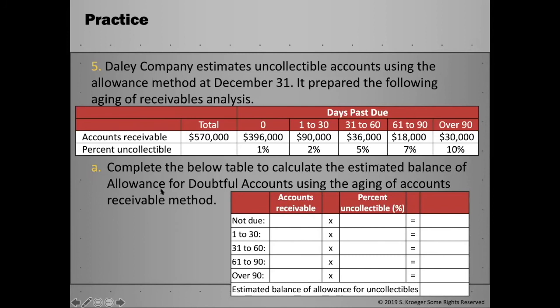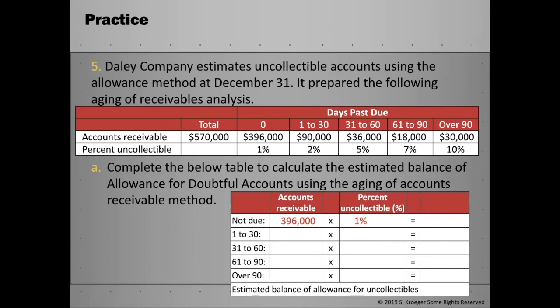So for part A, you have to complete this table to calculate the estimated balance of the allowance for doubtful accounts using the aging of receivables method. We're basically just copying the information from this first chart into this second chart and then multiplying the amount of the accounts receivable by the percent. So those not due yet, this first box would be the 396, those are 0 days late, and the percent would be 1%. All this is done for you already. Then you would just have to calculate this amount.